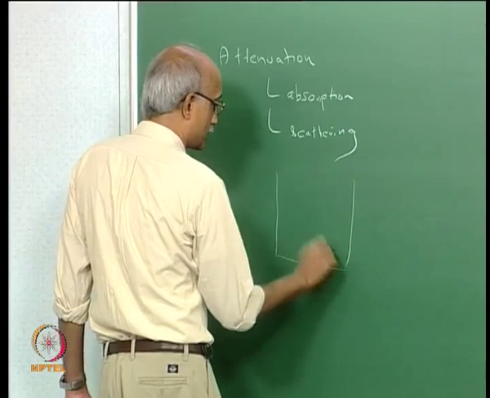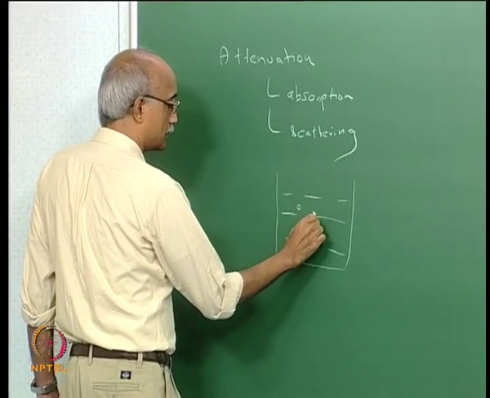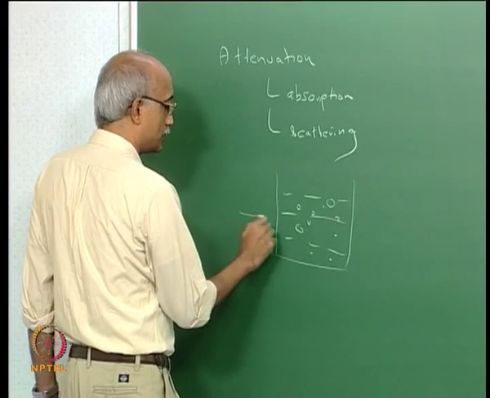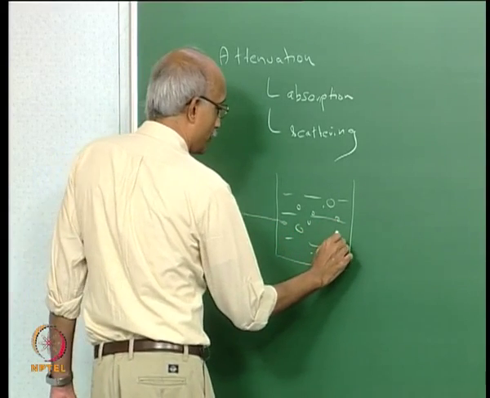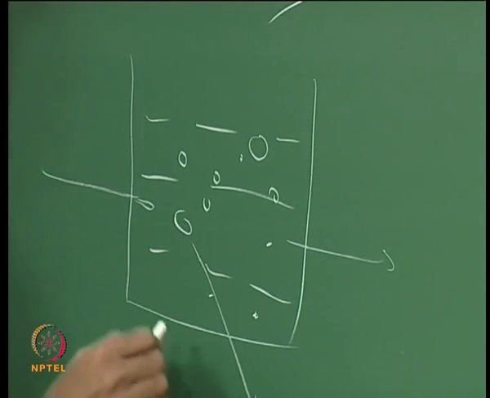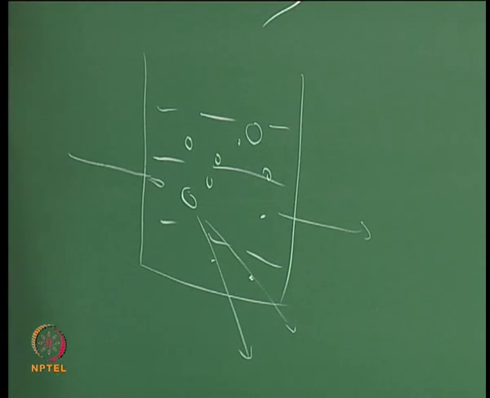So, if you have a suspension and you have all these particles that are suspended in this liquid and you have incident light, only a part of it gets transmitted, a part of it gets scattered at various angles, and a part of it gets absorbed.